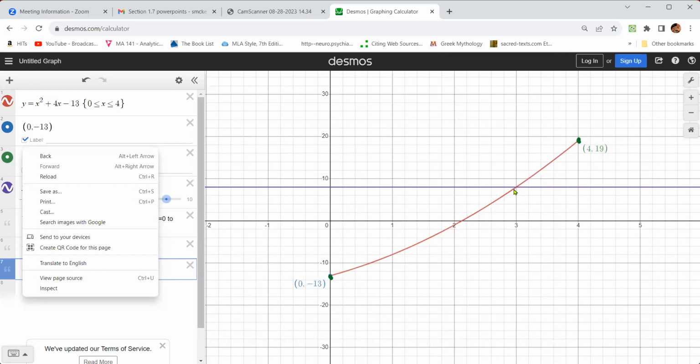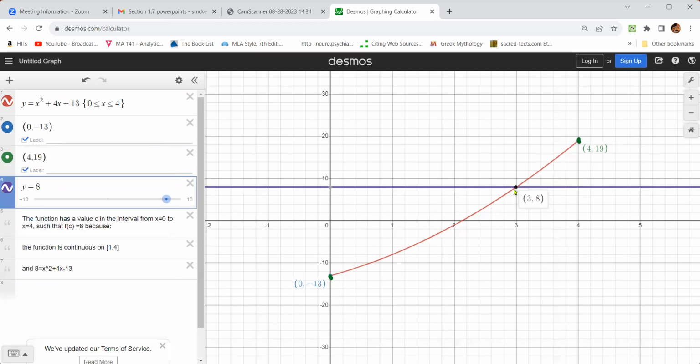So what we're showing is there's a value where it hits 8. What we don't know is where that is, which is why we have to solve this thing. Oh, that makes sense.